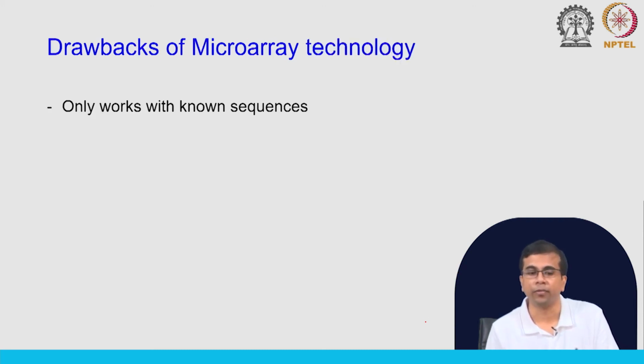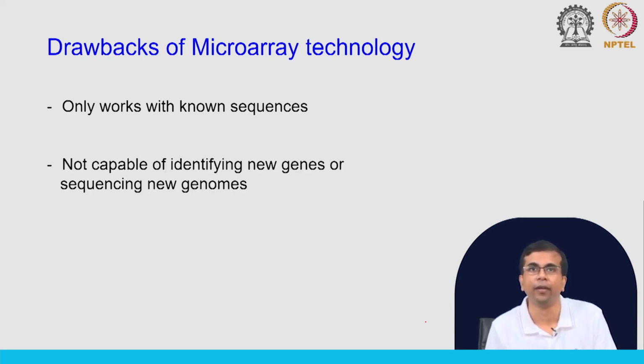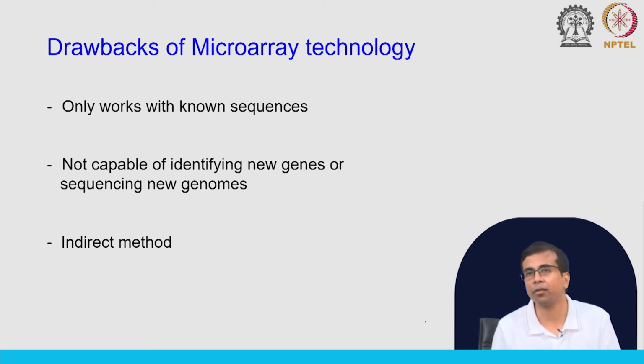With this discussion you can probably now understand the drawbacks of microarray technology. It only works with known sequences; you cannot sequence anything that is unknown to you. You first need to figure out the genome sequence or cDNA sequence before you can use microarray technology. It is not capable of identifying new genes or sequencing new genomes. This is an indirect method: we are not directly looking at the sequence of these DNA molecules, we are just looking at the hybridization process, which is dependent on a lot of parameters.